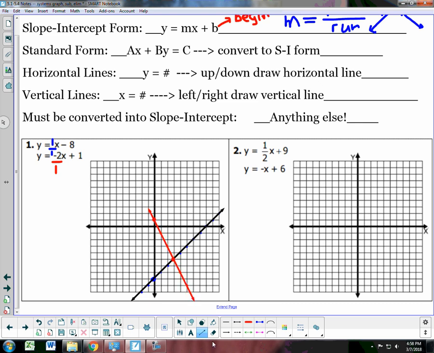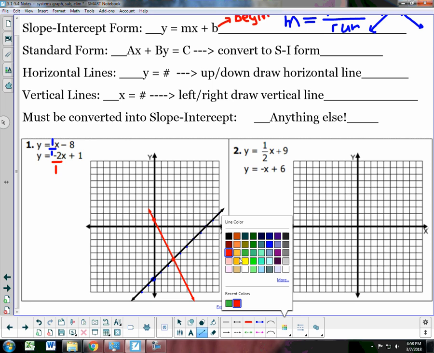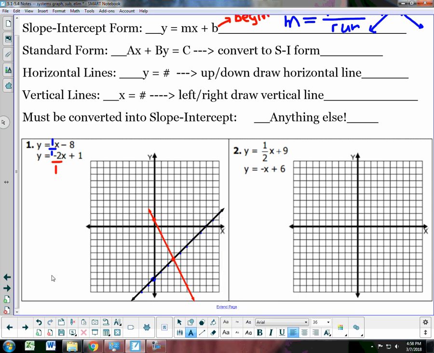And there we go. So my point is where those crossed at. And it looks like the coordinates of that are 3 and -4. So that is the solution. And that's how you would write it in ordered pair form.